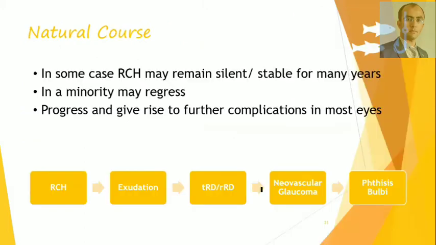In very few cases, the retinal capillary hemangiomas may remain silent and stable for many years, and it has been documented in the literature that in a minority they may regress spontaneously. But in most cases they progress and result in further complications in most eyes. The retinal capillary hemangioma begins leaking fluid, and extravasation of the fluid causes retinal exudation, results in reduced visual acuity, and is then further complicated by tractional retinal detachment or a rhegmatogenous retinal detachment.